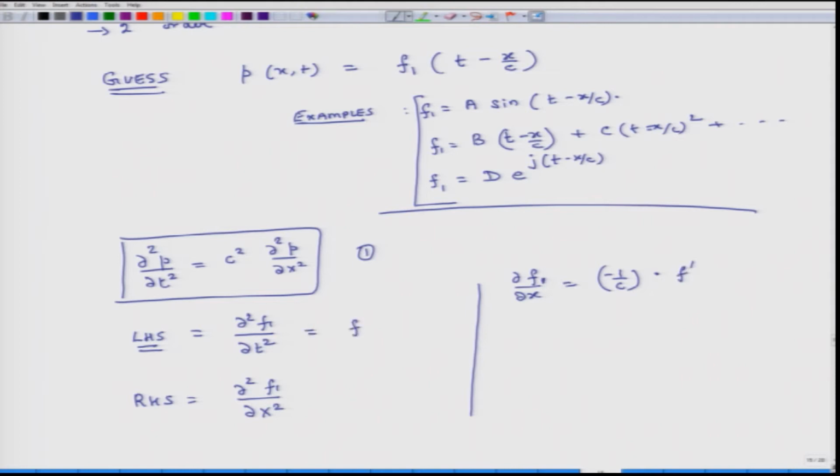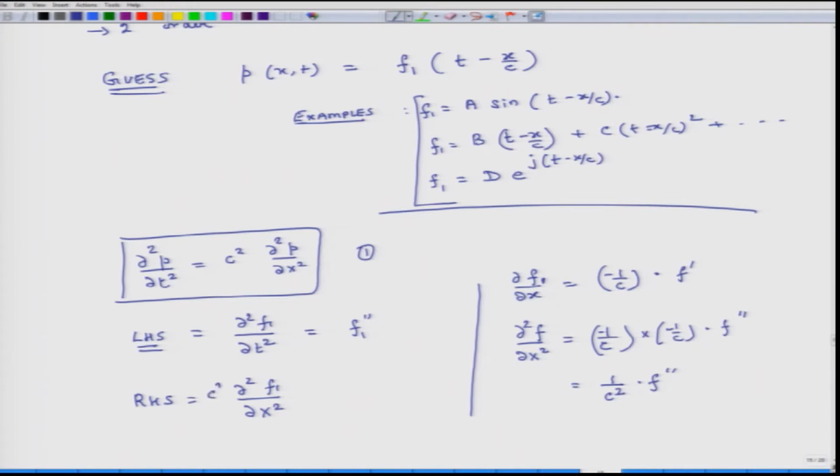So, this is equal to f1 prime prime. Similarly, the second derivative ∂²f/∂x² is equal to minus 1 over c times minus 1 over c times f prime prime. So, this is equal to 1 over c square times f prime prime. So, what is our right side?